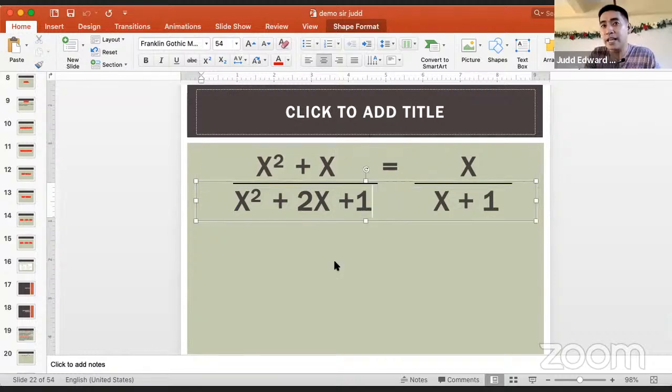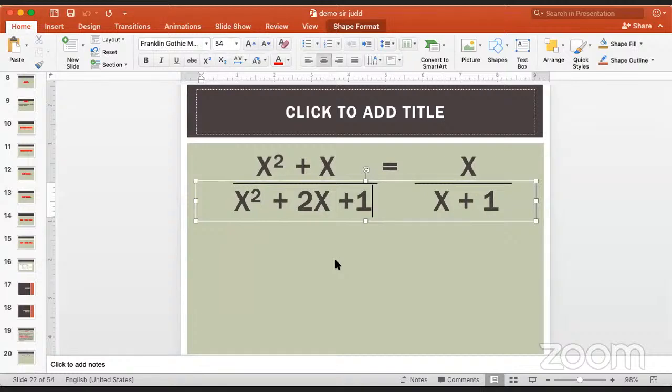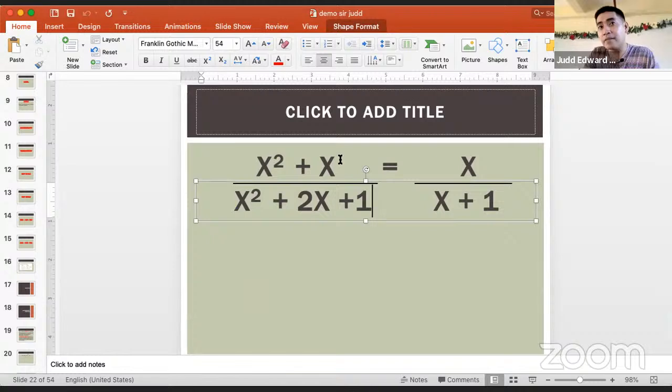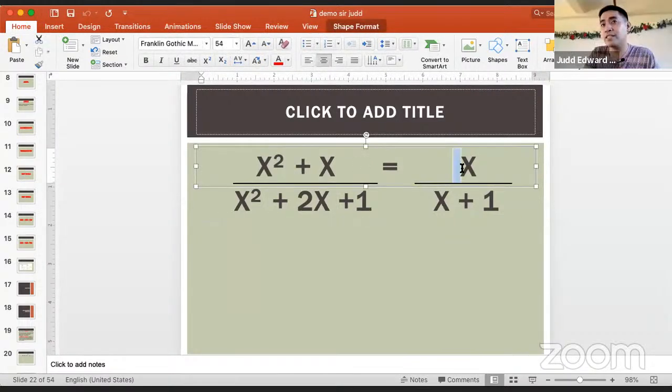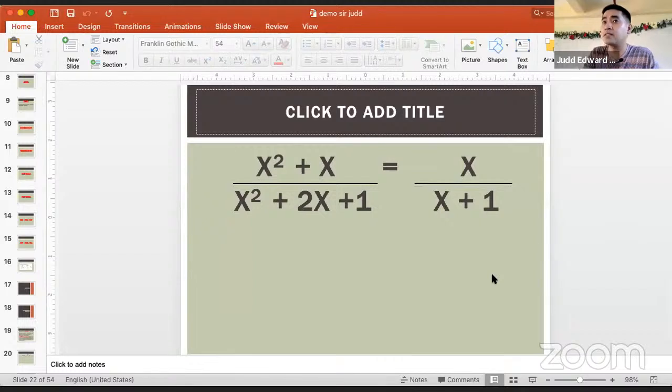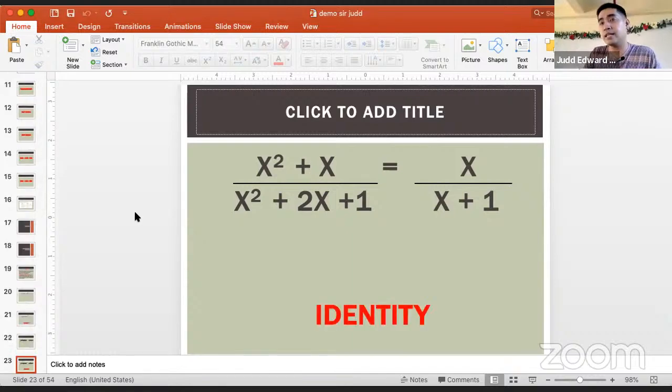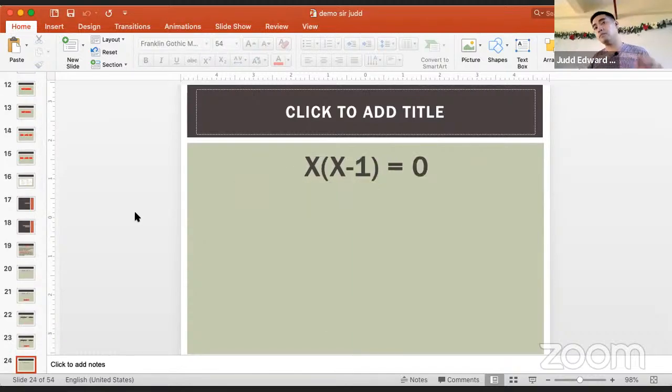Okay, how about the denominator? The denominator becomes the quantity of x plus 1 times the quantity of x plus 1. So what happens to the x plus 1 on the numerator and the denominator? It will cancel out, and therefore it is equal to the right side, that is x over the quantity x plus 1. And this is an identity. Okay? So this is an identity. How about for this one?